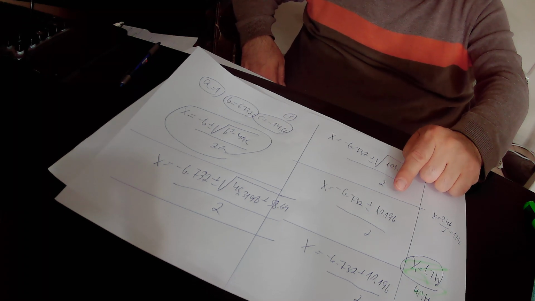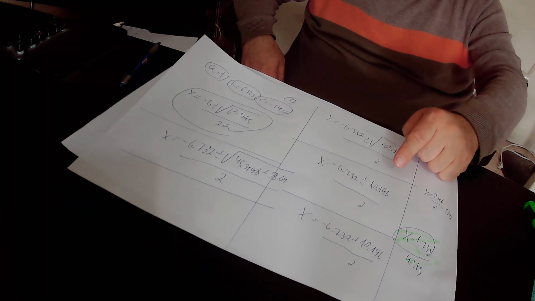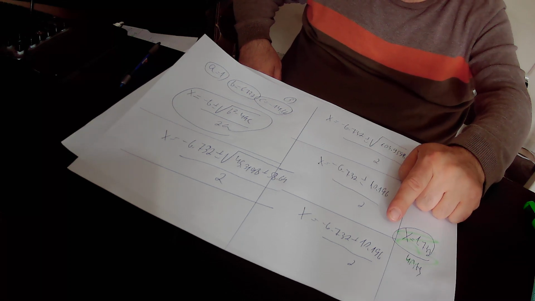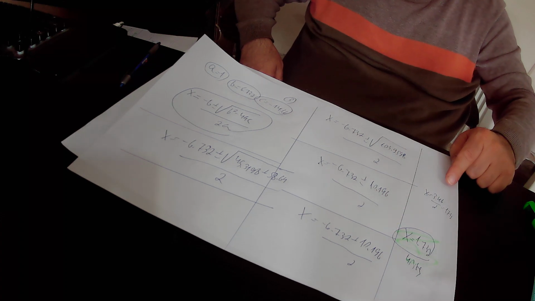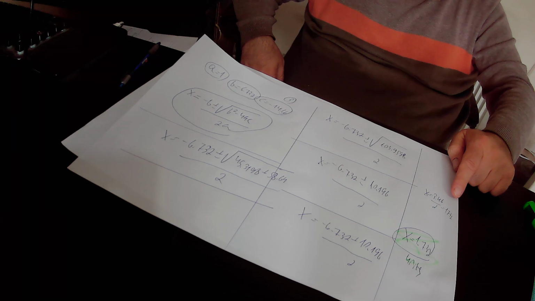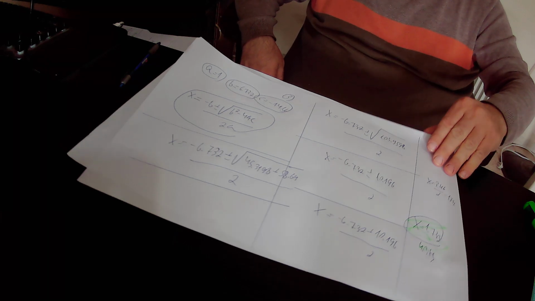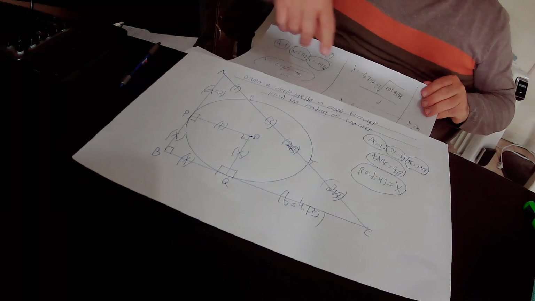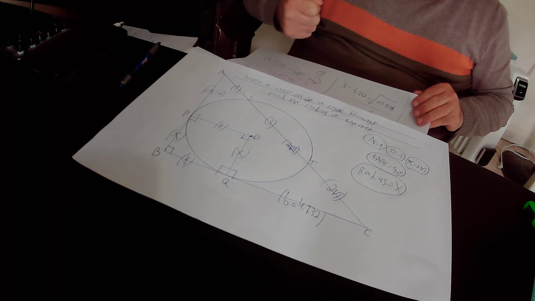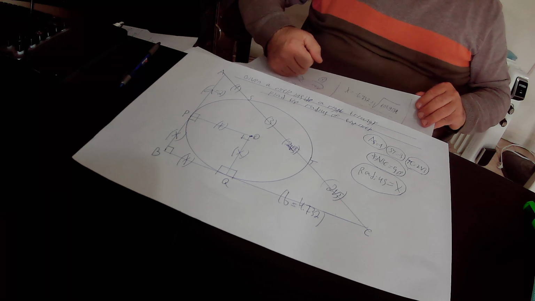That is to say, x will be equal to minus 6.732 plus 10.196, divided by 2. Minus 6.732 plus 10.196 equals 3.46, and 3.46 over 2 is 1.732. In conclusion, we found that the radius of this circle, x, is equal to 1.732 units. Okay, thank you very much.